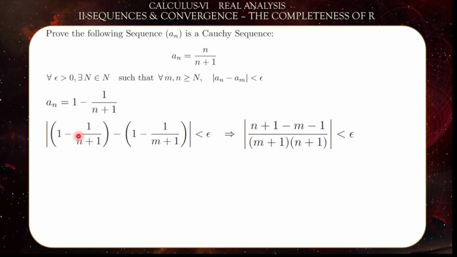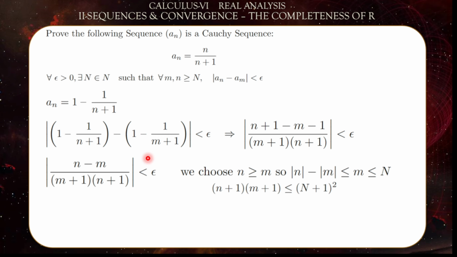The 1 and 1 here cancel out, so we are left with 1 divided by m plus 1, which is positive, minus 1 divided by n plus 1, less than epsilon. So (n + 1 − m − 1) divided by (m + 1)(n + 1) is less than epsilon. |n − m| divided by (m + 1)(n + 1) is less than epsilon. We choose n greater than or equal to m, so that |n| minus |m| is less than or equal to n, with m less than or equal to capital N. As for (m + 1)(n + 1), it would then be less than or equal to (n + 1) squared.